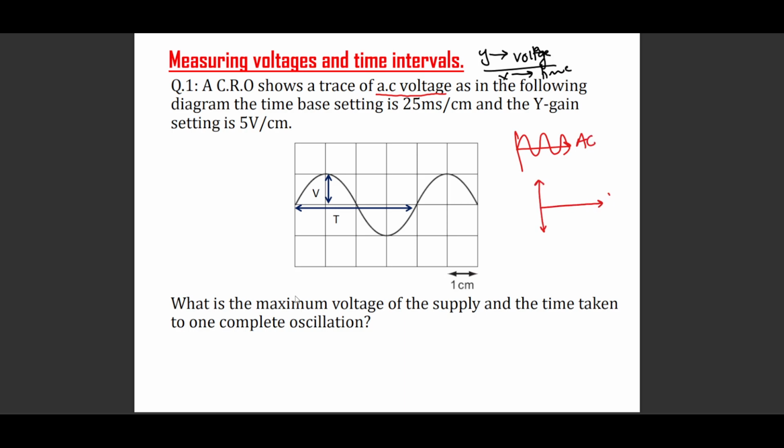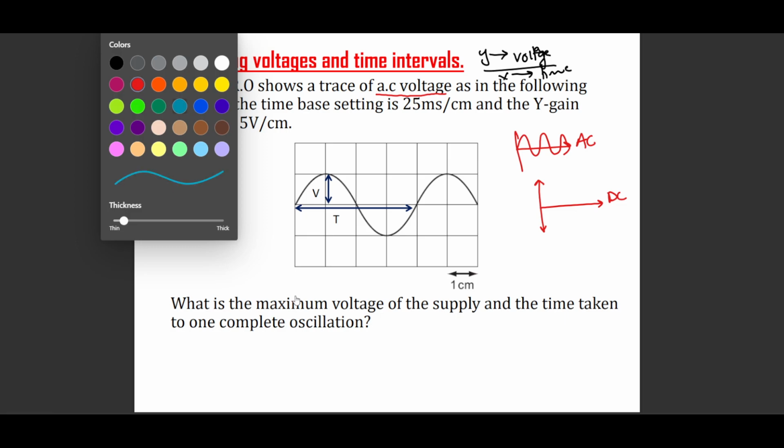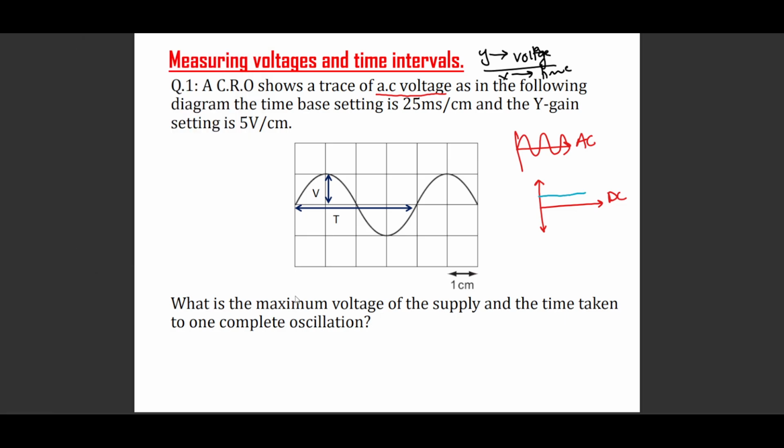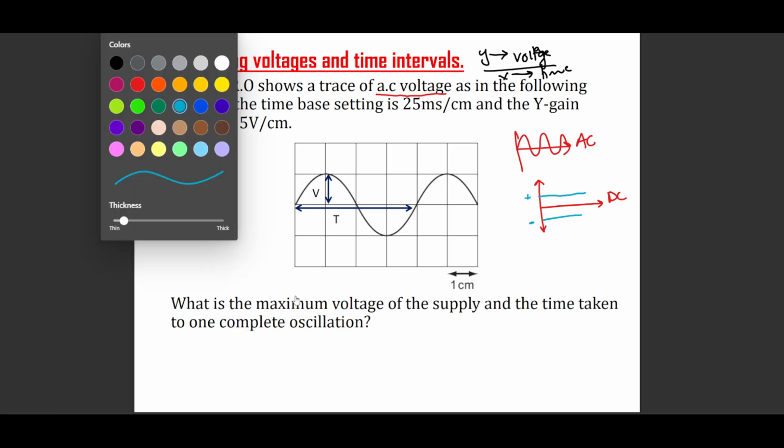It is changing. The DC graph would be in this shape. It could be either in the positive axis but of a fixed line. It could either be in a negative axis but with a fixed line. It will not be changing. We'll look at the question as well.